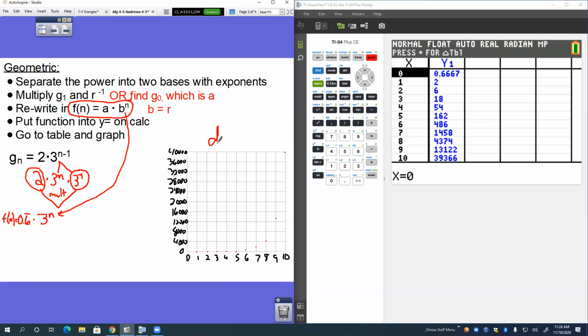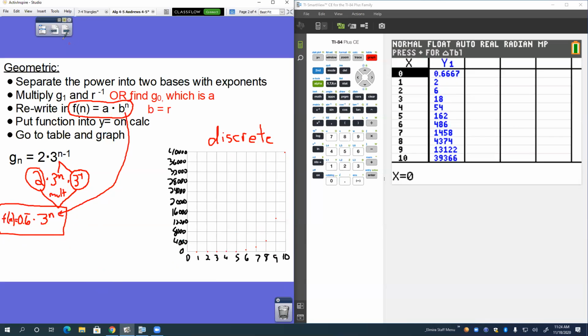Remember, these are all discrete graphs, so you do not connect your dots. You just leave it exactly like it is. So notice that we have the geometric, we have that exponential curve that's going on here. But this is it in the correct form.